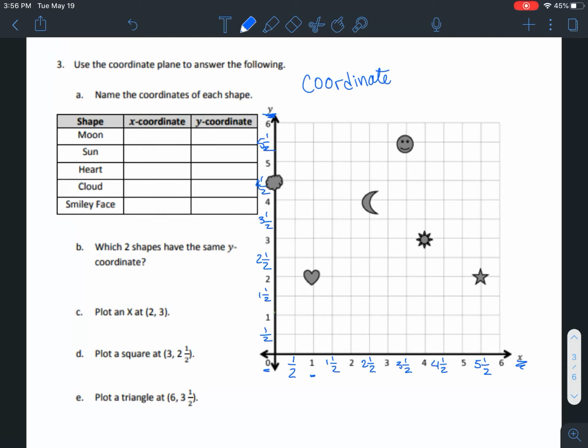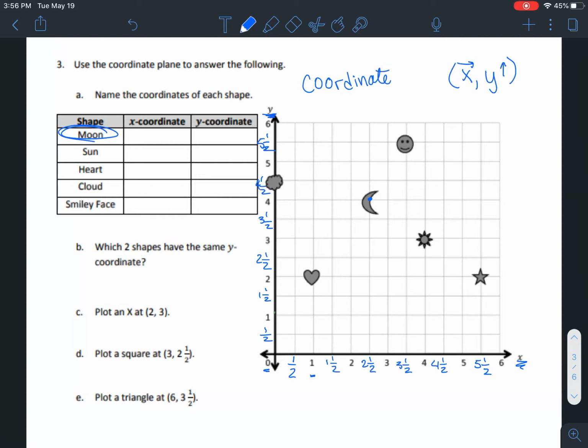Okay, and let's start with this first example. For this first example, it's asking me to name the coordinates of each shape. Right now, I'm looking for the moon. I see that the moon is located right at this point. To find the coordinates, again, I need to start with first the x coordinate, which is going to move side to side, and then the y coordinate, which is going to move up and down.